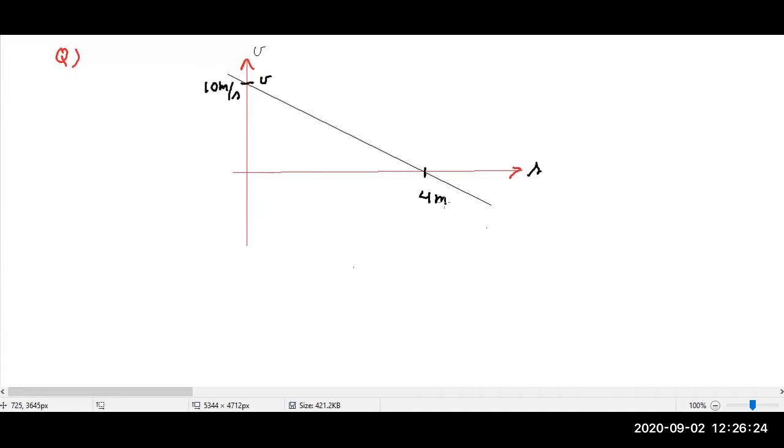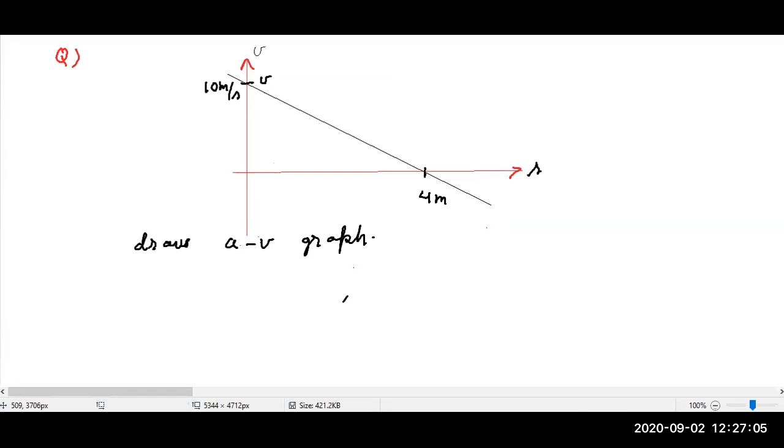AS graph. Draw AS graph for the same. No, एक मिनट, AS नहीं, AV ग्राफ, AV ग्राफ ये ड्रॉ कीजिए. AV ग्राफ divided with VS graph and we have to draw AV graph.